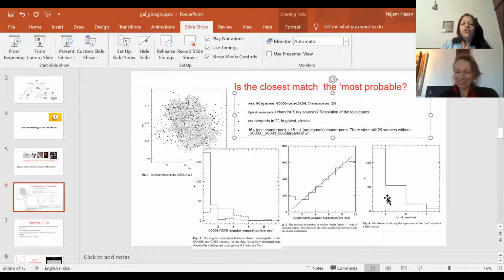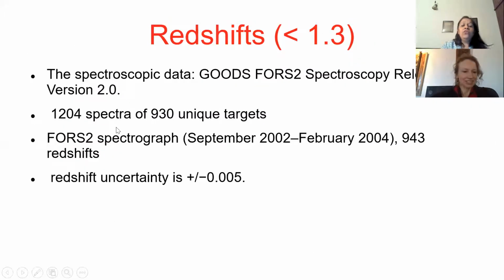Simple as that. So for our 230 sources, we had 164 with counterparts. We still had some for which we had counterparts but could not figure it out. And there were 20 sources for which we did not get counterparts. So such a thing can happen, right? Not everything is so direct. And again, we have to use spectroscopic data. Why do we use spectroscopic data? Because we can get the redshifts for each of these galaxies, right? So for Goods data, there was FORS2 spectroscopy, which was available.